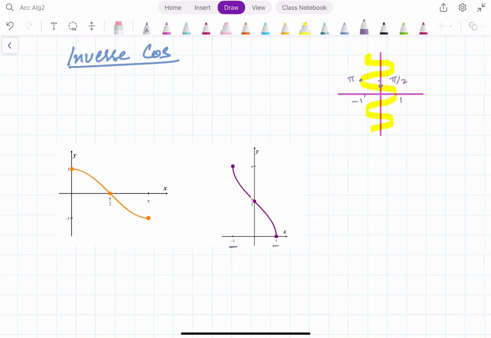The domain will be negative 1 to 1, that means those are on the x-axis. And (1, 0) will be the x-intercept. One thing that is very, very important is that the inverse cos function is neither even nor odd, and it is not symmetric with respect to the origin.